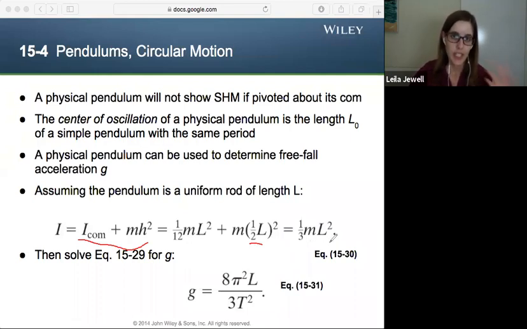So if we go back and plug this in for the I in the previous equation, we'll notice that one of the L's will cancel, the masses will cancel, and we can rearrange to solve for g. For a thin rod, the acceleration due to gravity can be calculated with 8 pi squared times the length of the rod divided by 3 divided by the period squared. This is very similar to the equation that you used to calculate g. We just used more of a simple pendulum and not a physical pendulum like this rod.